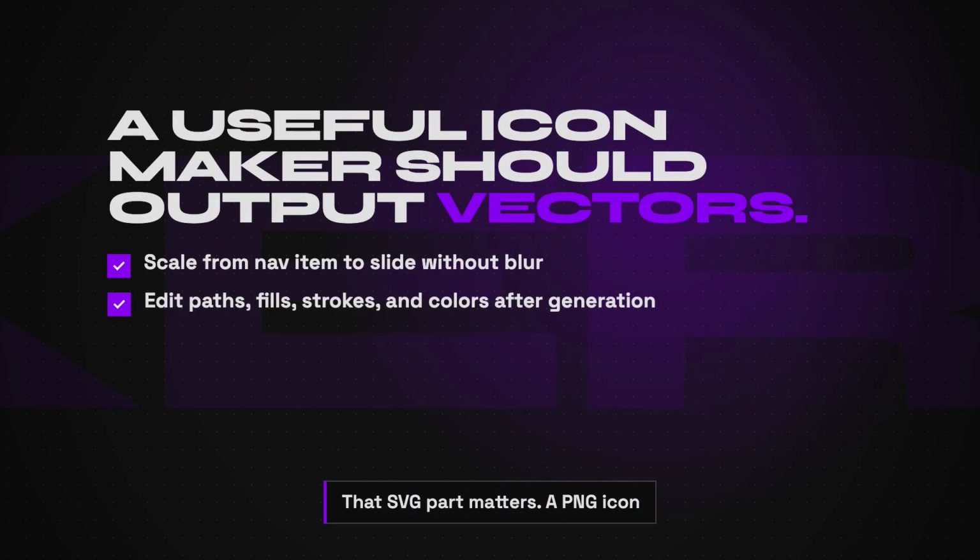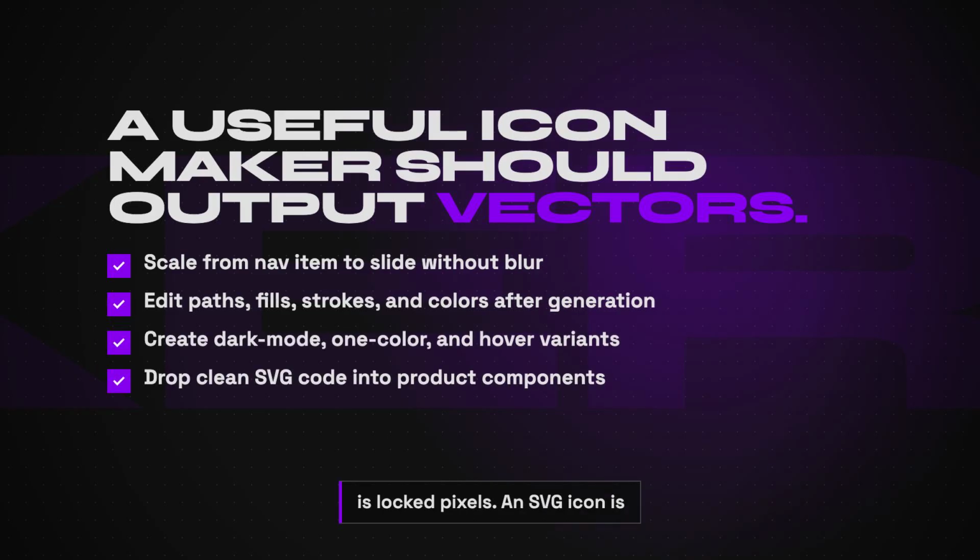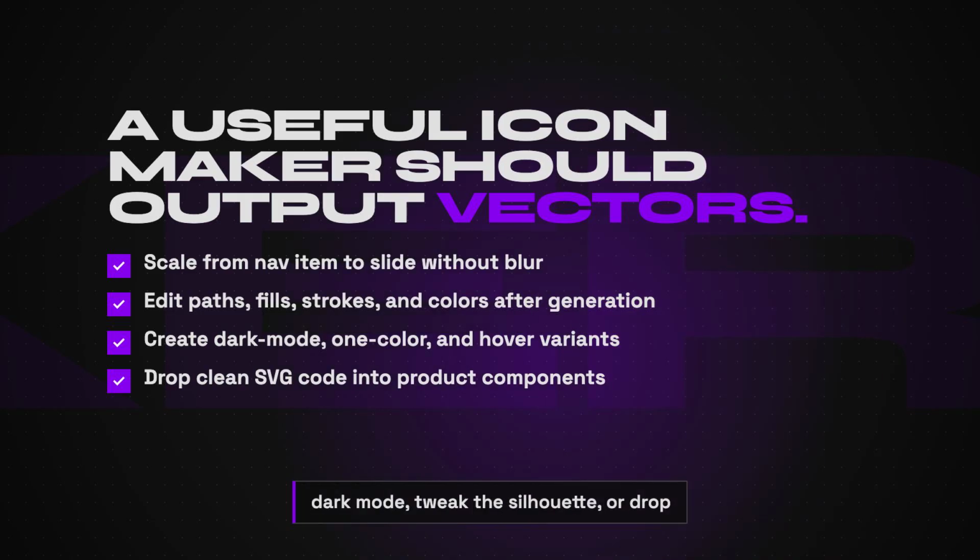That SVG part matters. A PNG icon is locked pixels. An SVG icon is paths, fills, strokes, and shapes. You can scale it from a tiny nav item to a giant slide, recolor it for dark mode, tweak the silhouette, or drop the code directly into a React component.